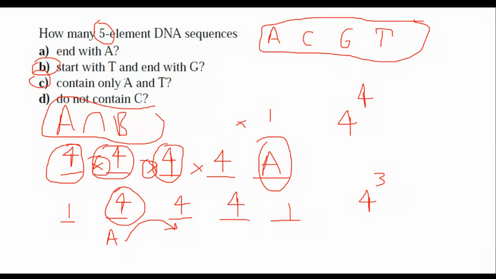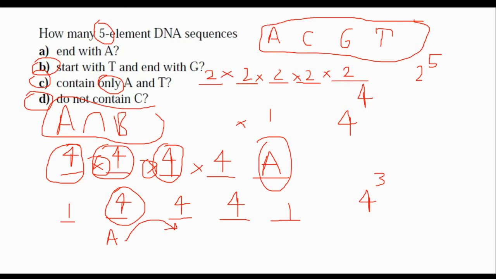Okay, part C: contain A and T only. It means that it cannot take, for example, G, it cannot take C. For each of these positions, so we have 5 elements. So we now have 2 options for each of them. For all of the positions, I have only 2 options. I cannot take, for example, C, I cannot take G. So it should contain only 2 options, and multiply them together, you will have 2 power 5 at the end.